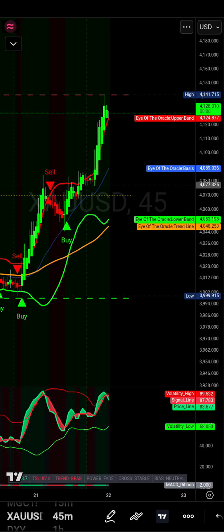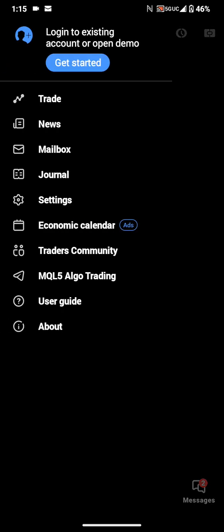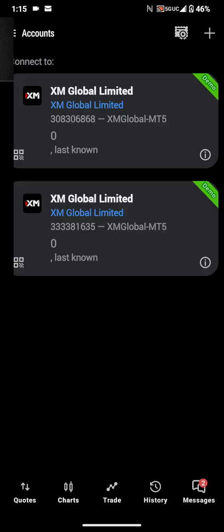All right, so let me get you over there. All right, so you're going to download MetaTrader 5. MetaTrader 5 is going to either take you to a screen that looks like this or take you to a screen that has pairs and stuff on it. It's all cool. You want to hit these 3 little dots up in the left hand corner. You want to hit get started. All right, it's going to take you to a couple things. These are the accounts that I have on. You want to hit the plus in the right hand corner.